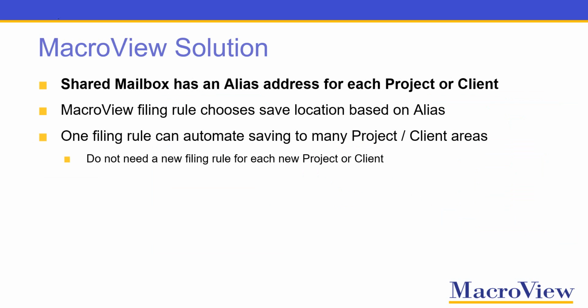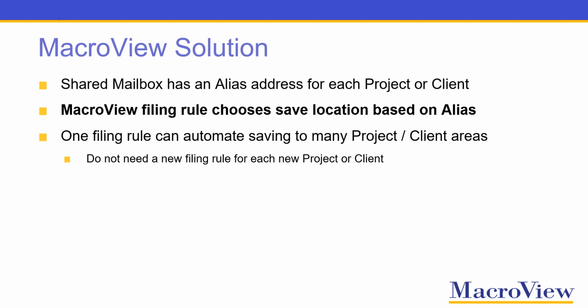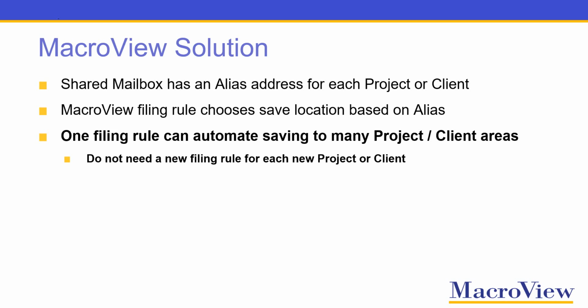The shared mailbox has an alias address for each project or client. The MacroView filing rule can choose the save location based on that alias address. One filing rule can automate saving to many project client areas. You don't need a new filing rule for each new project or client area.